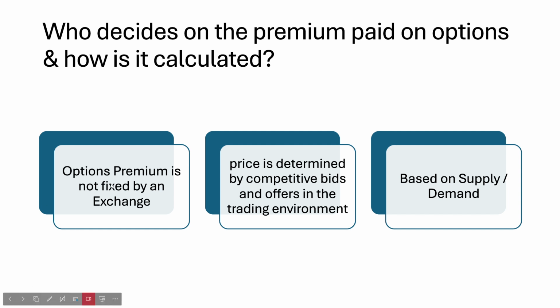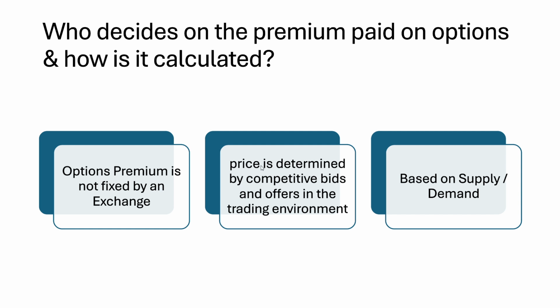Option premium is not fixed by an exchange. This is not a fixed price. Basically it is based on supply and demand. If any event is there, demand will get more and supply will get less, so the option premium will be very high. For example, last June, July, when the election was going on, the option premium was too high because there was a lot of demand.